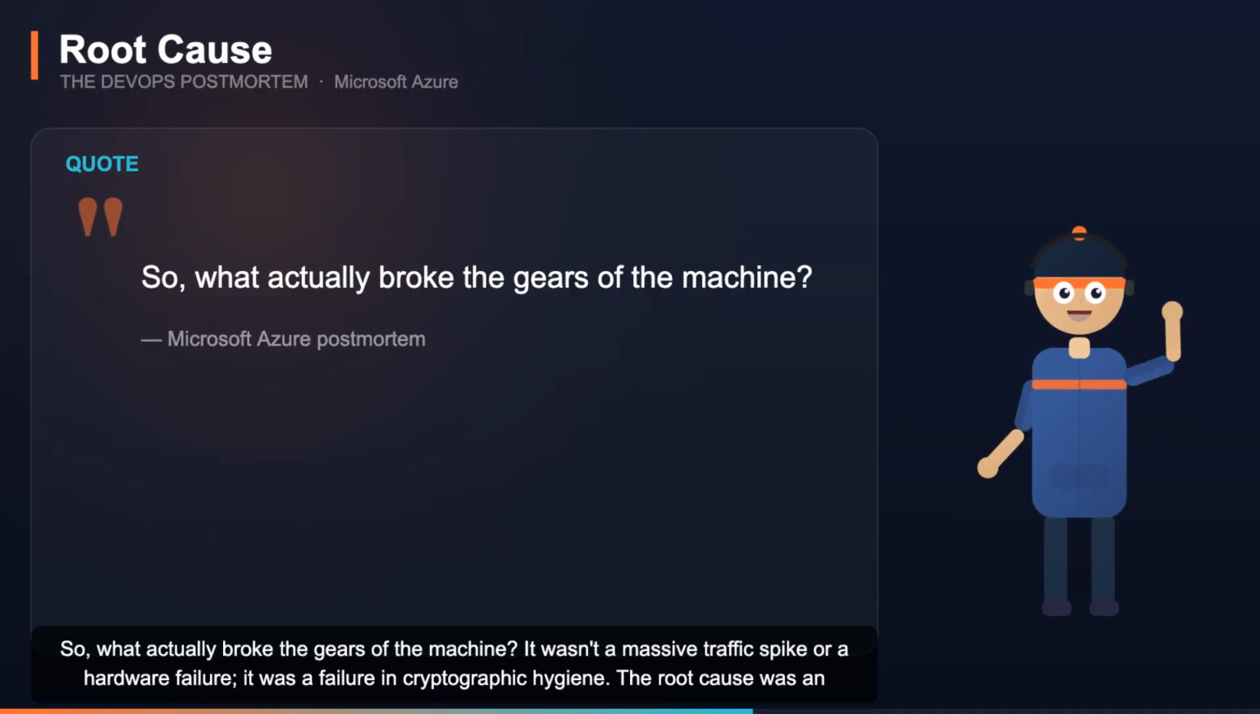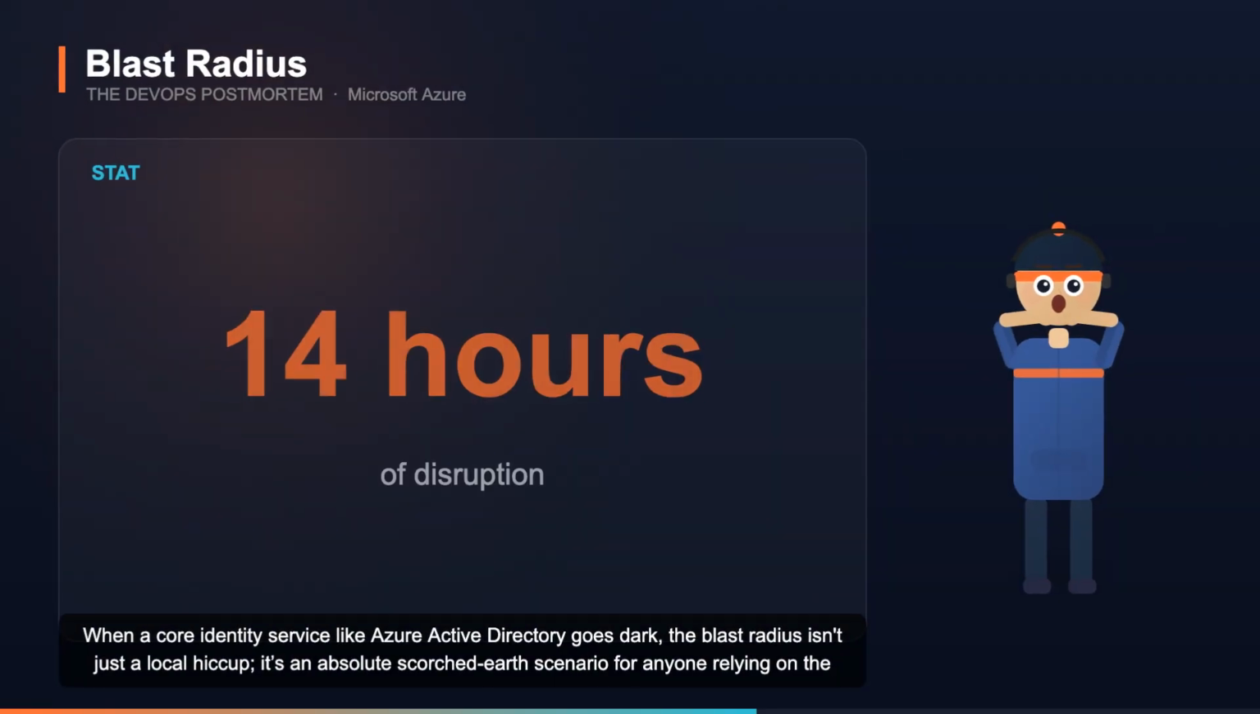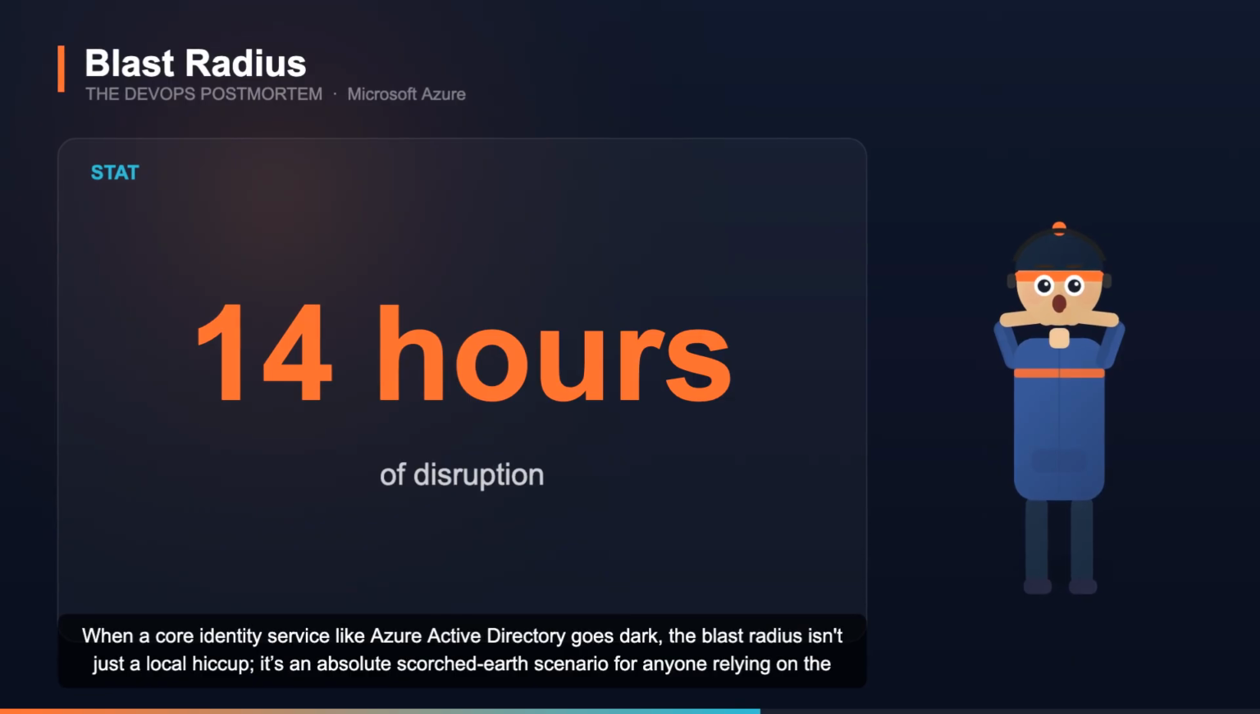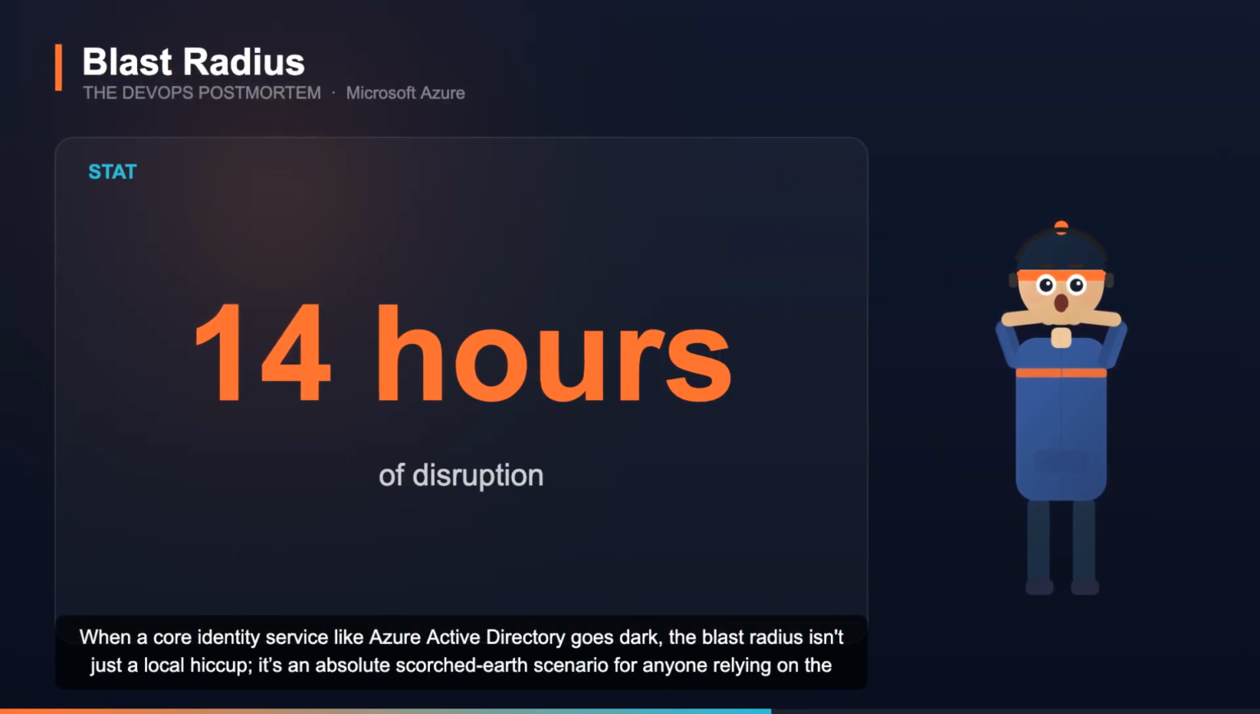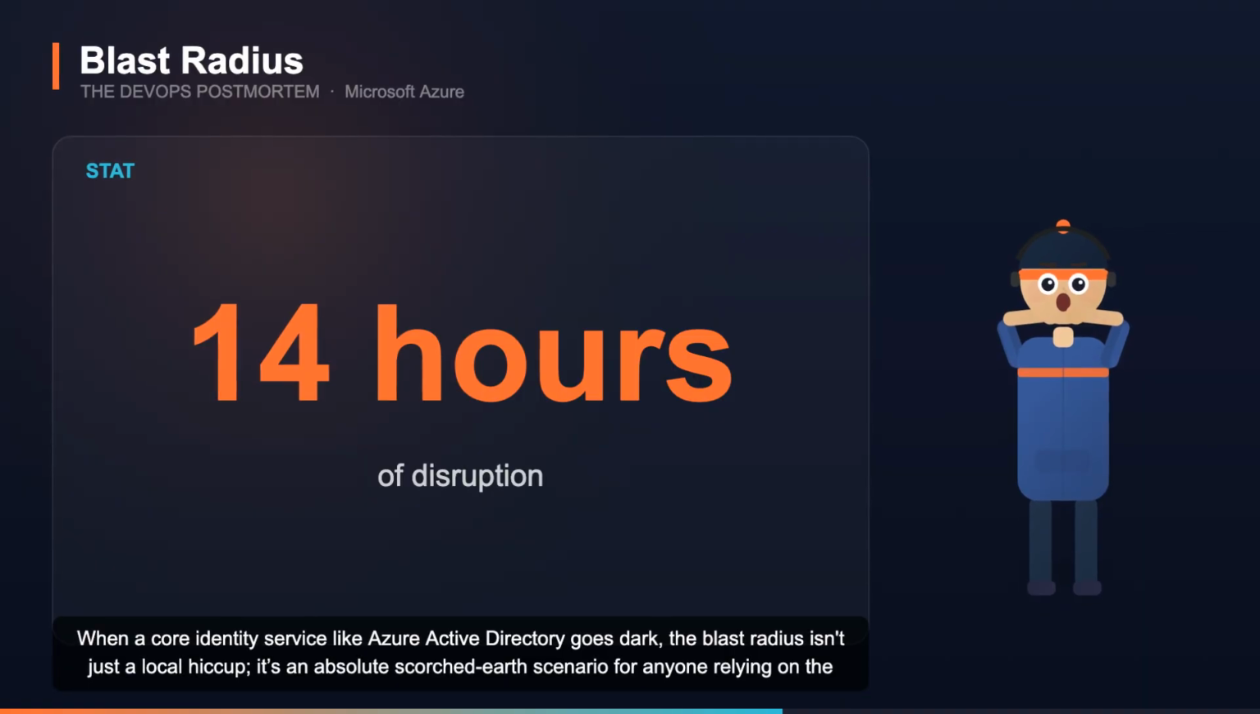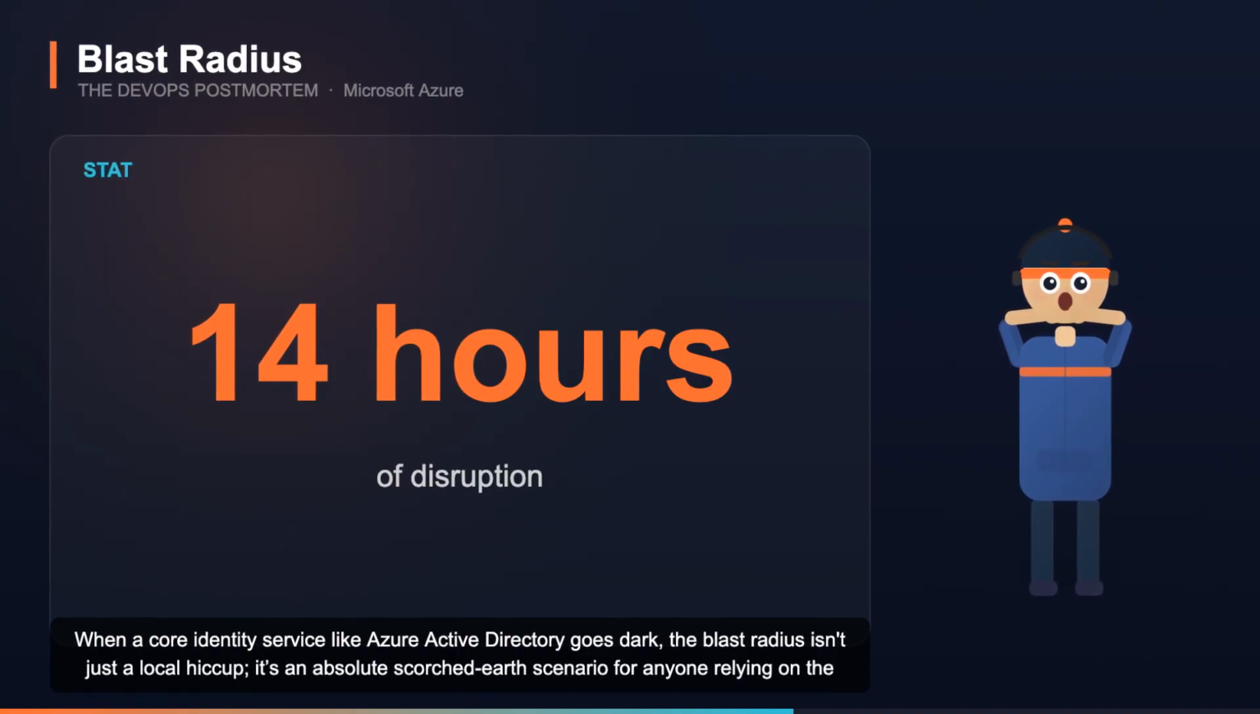When a core identity service like Azure Active Directory goes dark, the blast radius isn't just a local hiccup. It's an absolute scorched earth scenario for anyone relying on the Microsoft ecosystem. On March 15, 2021, this wasn't some niche bug affecting a handful of users. It was a massive, worldwide outage that gripped the entire infrastructure for about 14 hours.